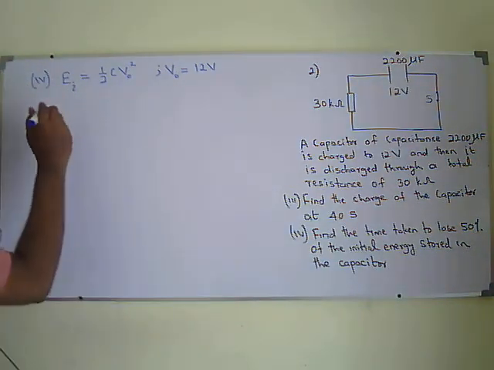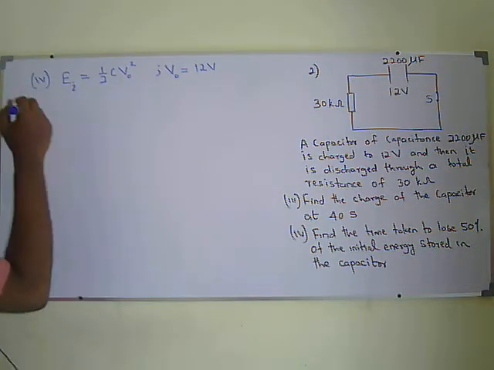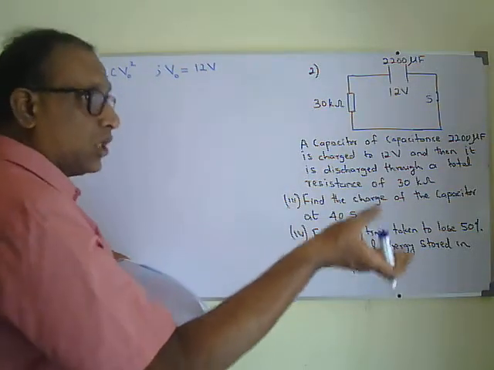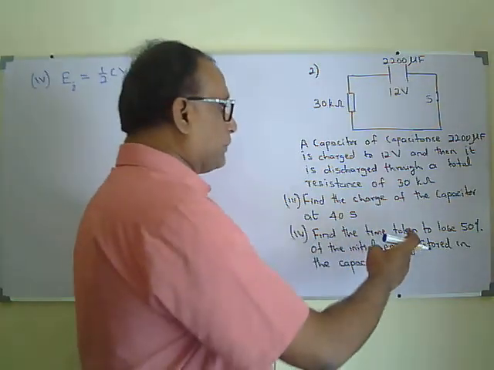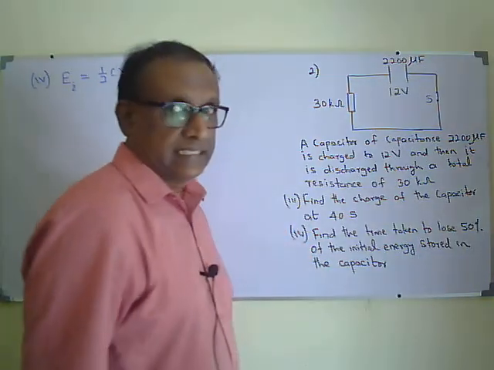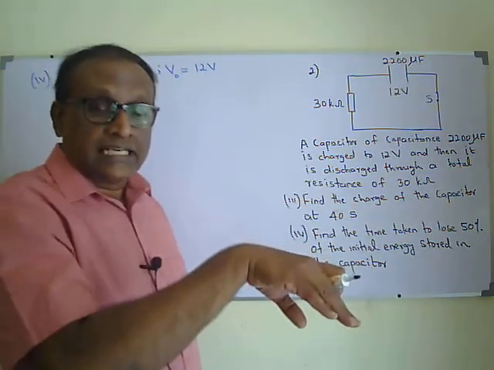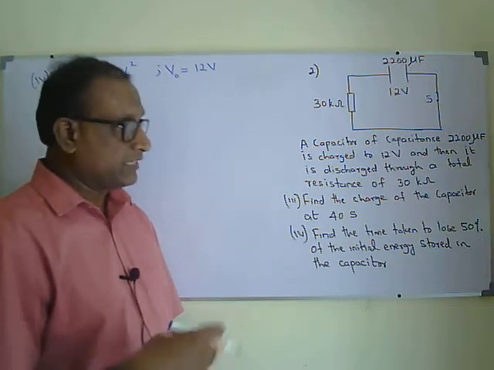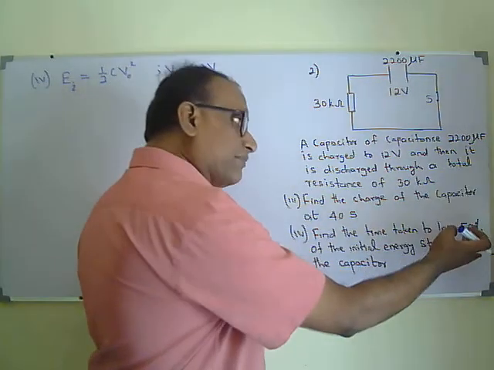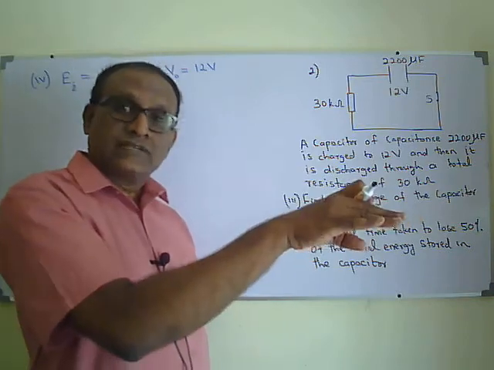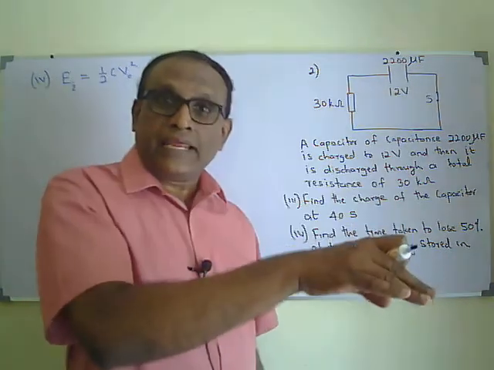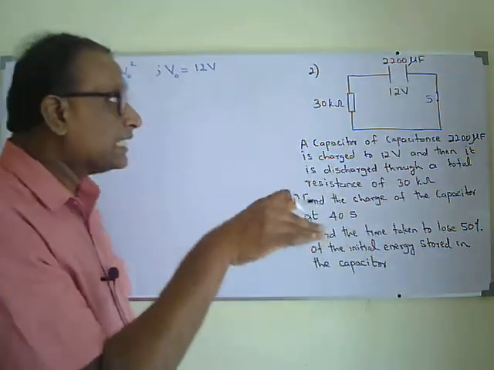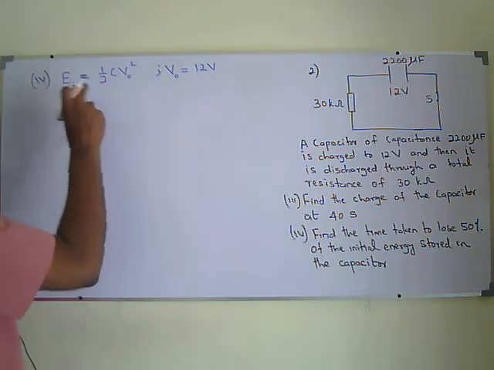So I'm using this energy stored in the capacitor is 50% because 50% is lost. Say in case they ask to find the time taken to lose 60% of the energy, it means the energy remaining will be 40% of the initial energy. If they say the time taken to lose 70%, then the energy remaining will be 30%. That is, I should find 30% of this one will remain there.